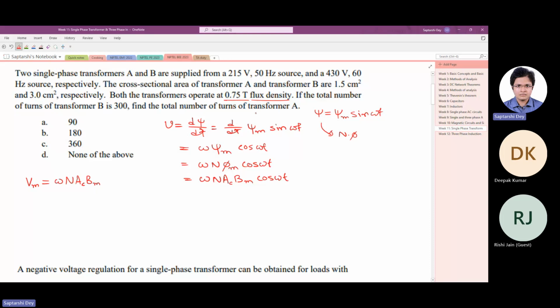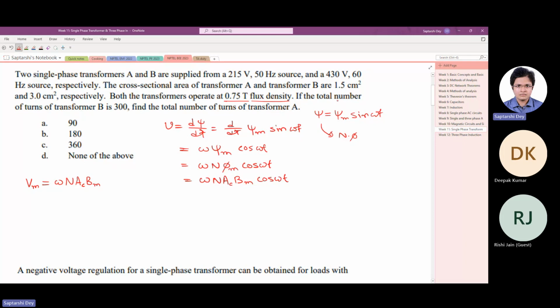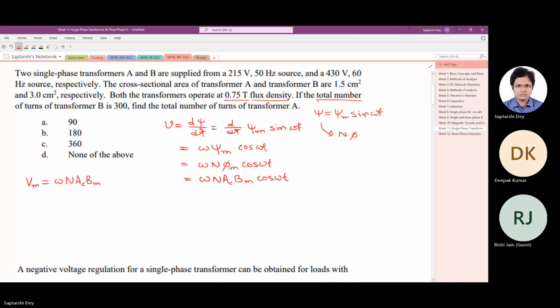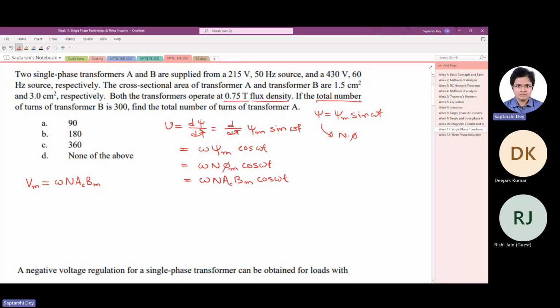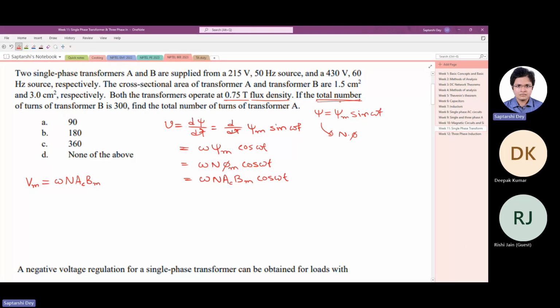Now we have been asked to find the number of turns of transformer A. Total number of turns is actually on one side. Anyway, there is nothing called primary or secondary side of a transformer; it's the high voltage and low voltage side. So try not to use primary and secondary side.